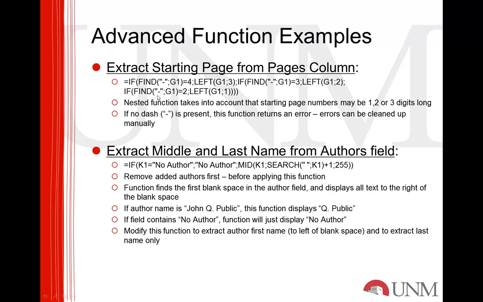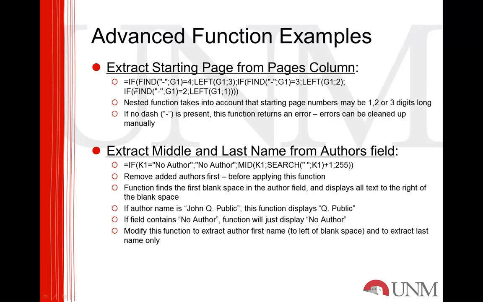So this function performs multiple evaluations in order to find out if the pages column, if you remember the pages that has pages 4-32, has both the start and end of the page numbers for the article. It's taking into account that the starting page number in the pages cell may be 1, 2, or 3 digits long.